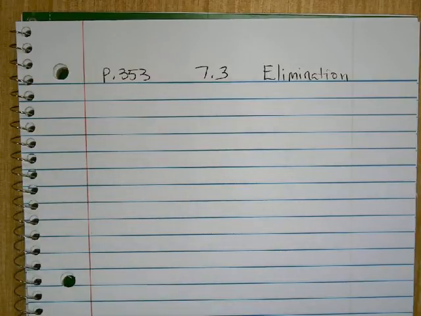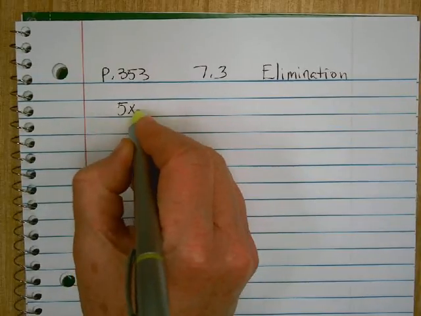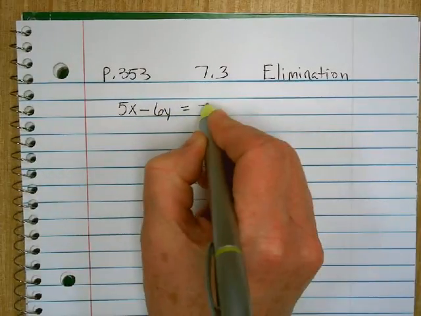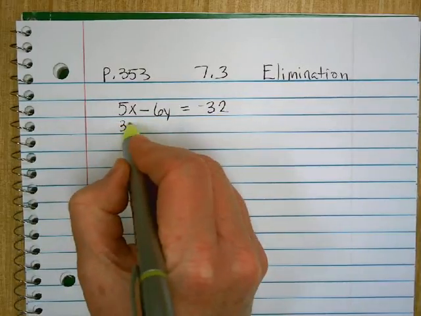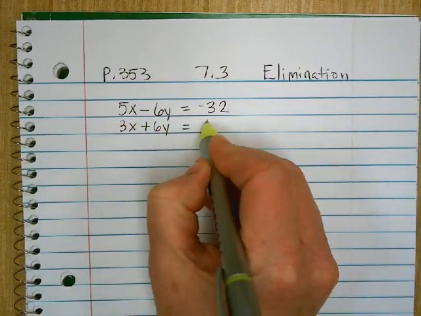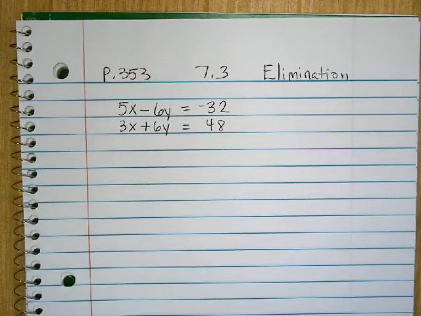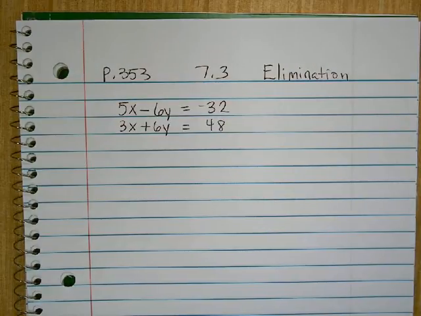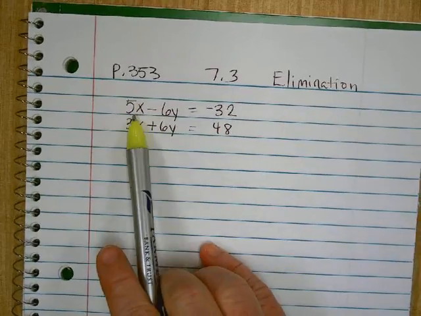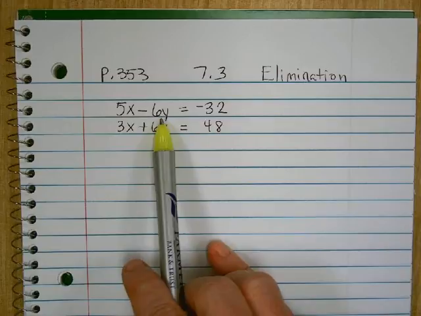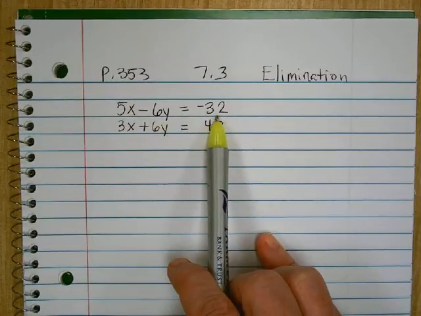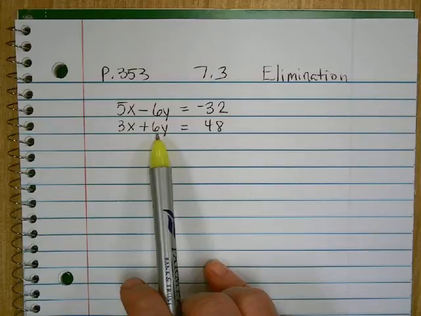But the very first problem we're going to look at says 5x minus 6y is equal to negative 32, and 3x plus 6y equals 48. Elimination is the best method to use when both of your equations are ordered the same way. So the very first thing I want you to check is the order. For example, this one says x, then the y term, then the equal sign, and then the regular number, or the constant. And this one is in the same order.